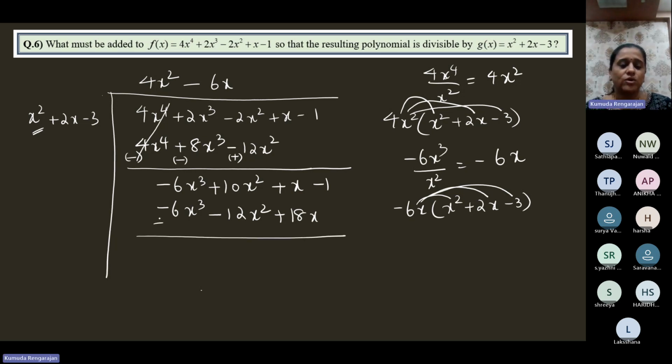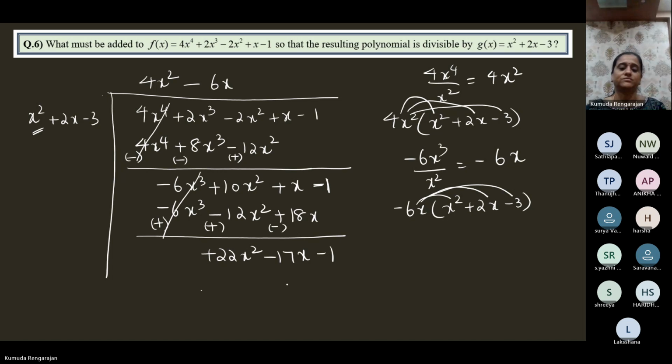Change the signs of all the terms in the bottom row. Write the opposite sign: minus becomes plus, plus becomes minus. Minus 6x cubed cancels. Plus 10x squared plus 12x squared is plus 22x squared. Plus x minus 18x is minus 17x. Minus 1 is still not used, so bring it down. This is the new dividend.